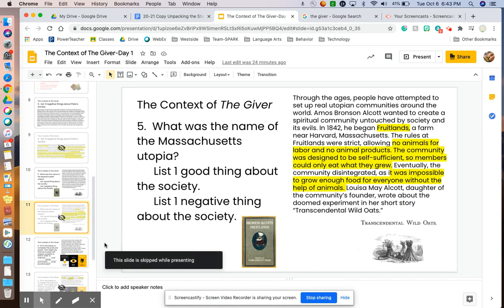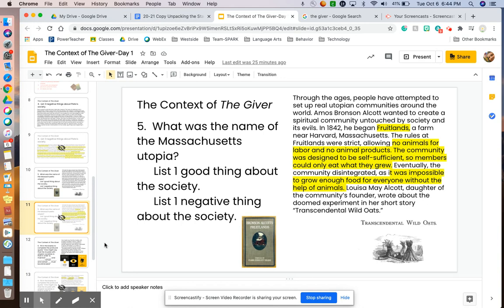Okay, so now going on to number 5, you should have found the name of the utopia from Massachusetts called Fruitlands. And one good thing about the society is that there were no animals for labor and no animal products. They were designed to be self-sufficient, and they would eat what they would grow. So like zero waste. They were way ahead of their times. Like this was the first vegan culture. They were super respectful to the land and to the animals, and they wouldn't eat more than they could produce. And it was, in theory, a good idea.